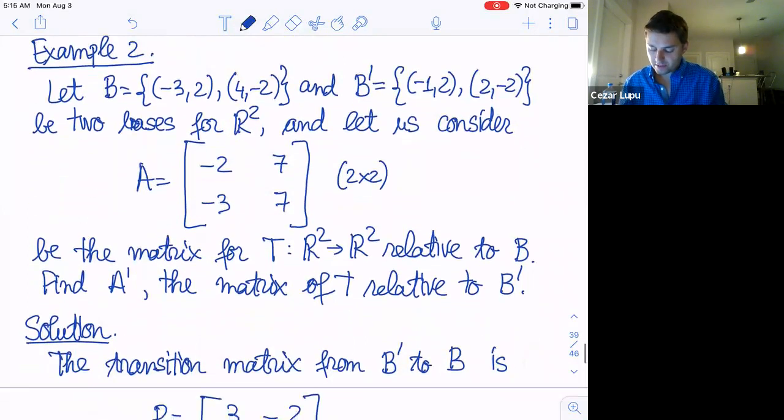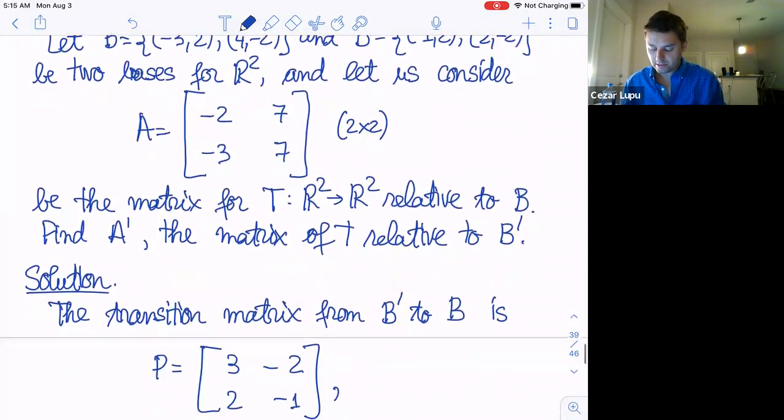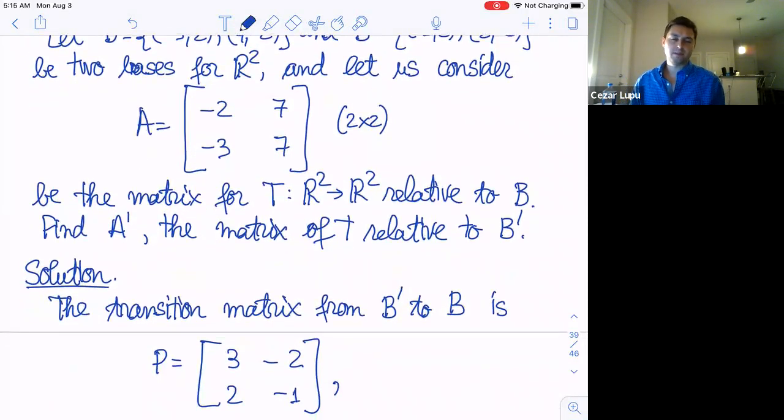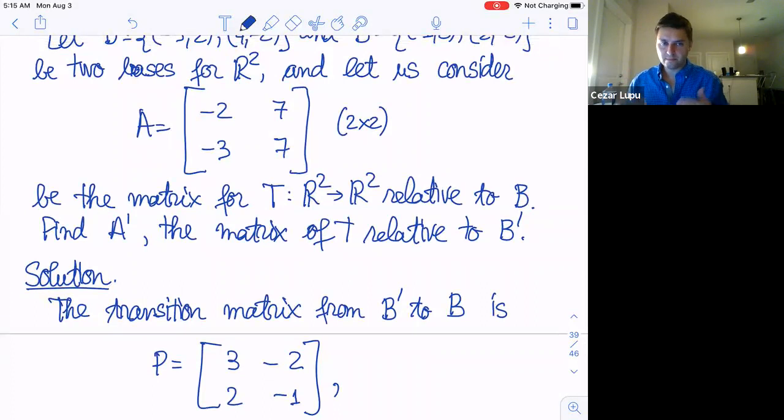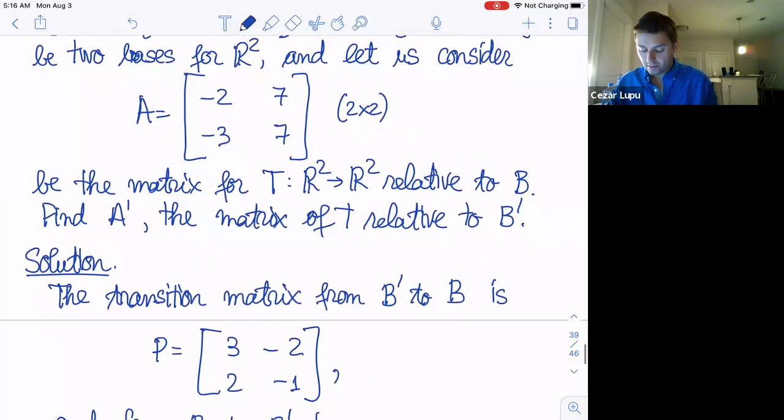And the transition matrix from B to B prime, and I'll leave it to you as an exercise, is given by this matrix. Again, I think we've done this example in one of our previous lectures. I'm not sure if I did it exactly for these two bases in R2, but something very, very similar. For sure we have done it. Okay, so the transition matrix from B prime to B is given by this. It's P, which has the entries 3, -2, and 2, -1. I'll leave this to you as an exercise.